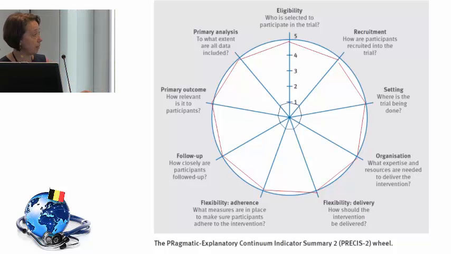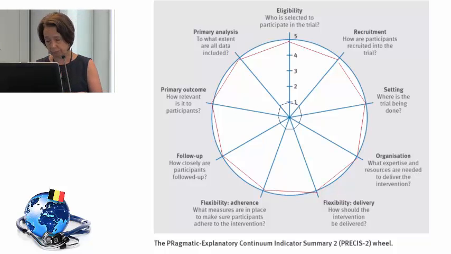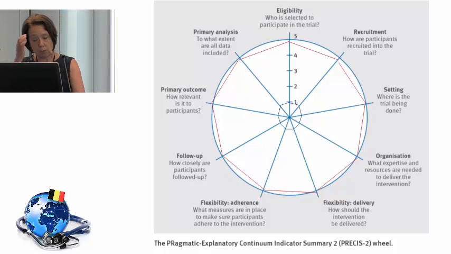And if it's very explanatory, you score the trial 1 here, so that an explanatory trial, a trial that was very explanatory, you draw a little wheel like this, and that would represent an explanatory trial. If the trial is pragmatic on any of these domains, then you score it up at this end at 5. So if you have a very pragmatic trial, then you would draw it on the wheel like this. It will be a nice large circle. So that's the idea of the Precis 2 wheel.